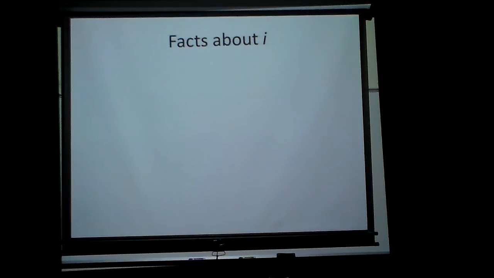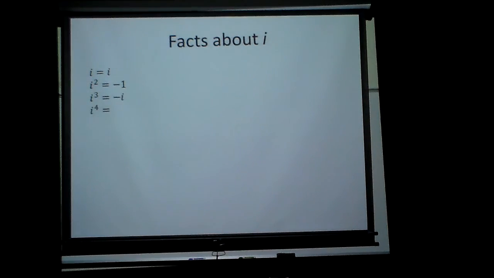Okay, here we go with some facts about i. First off, i is i. Kind of makes sense, but here's where it changes. Anytime you have i squared, now remember, by definition, it's an imaginary number that when multiplied by itself makes -1. So i squared is -1.